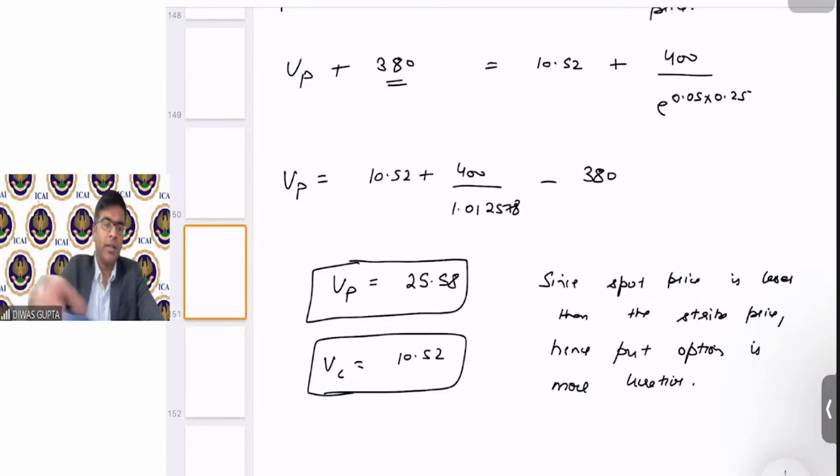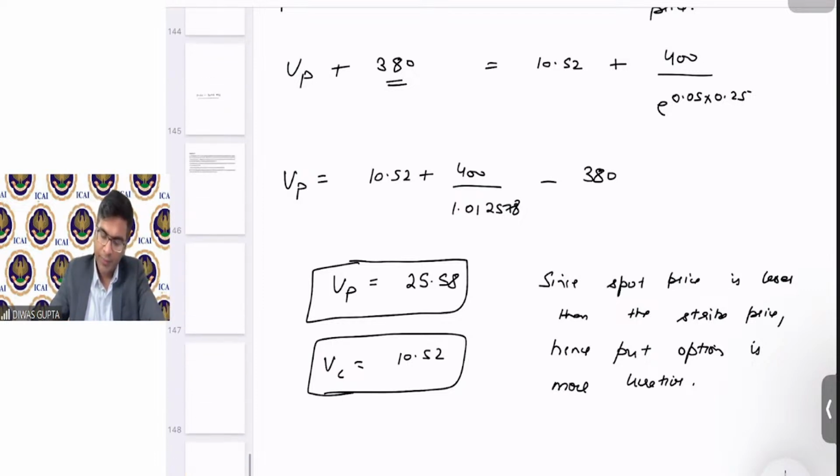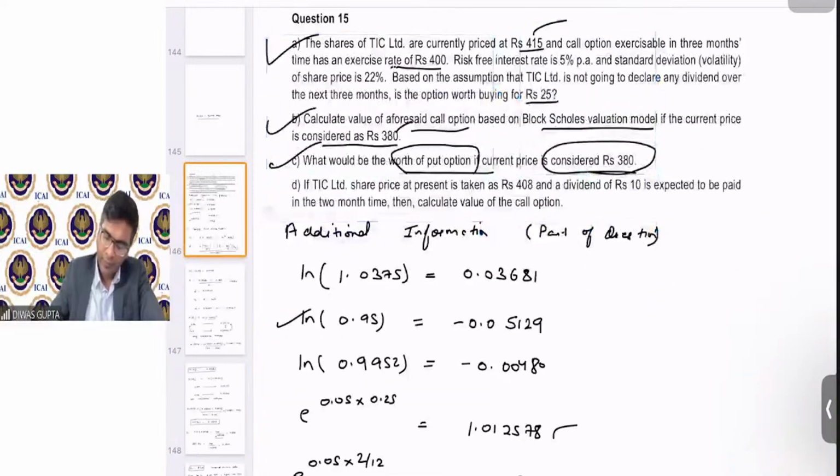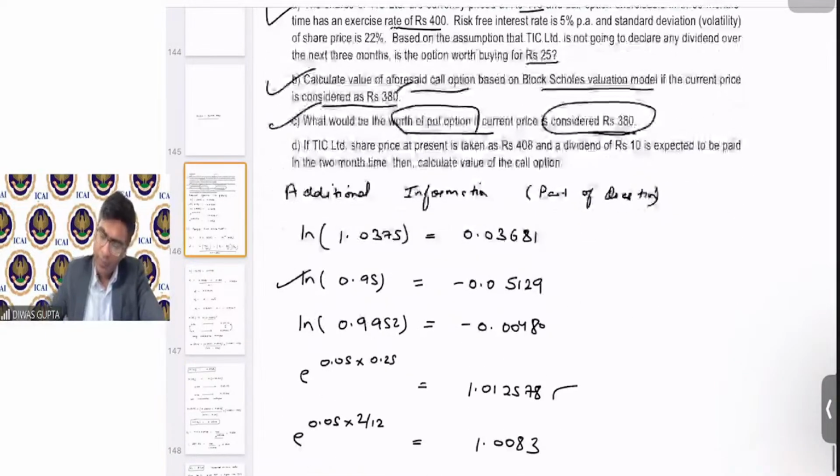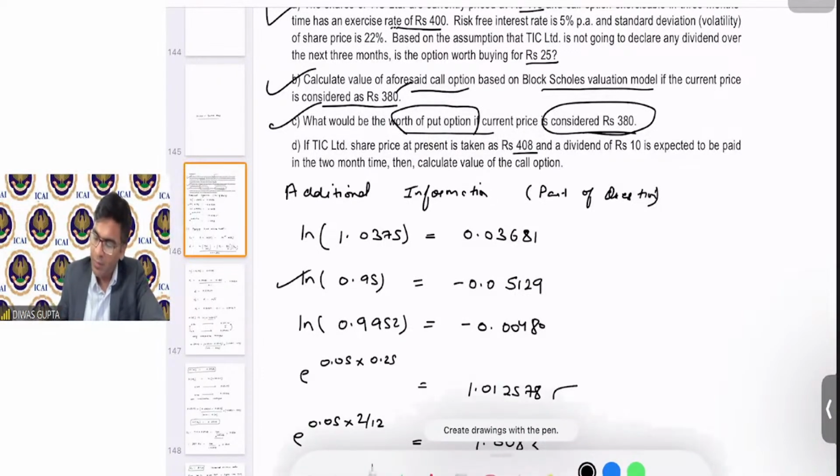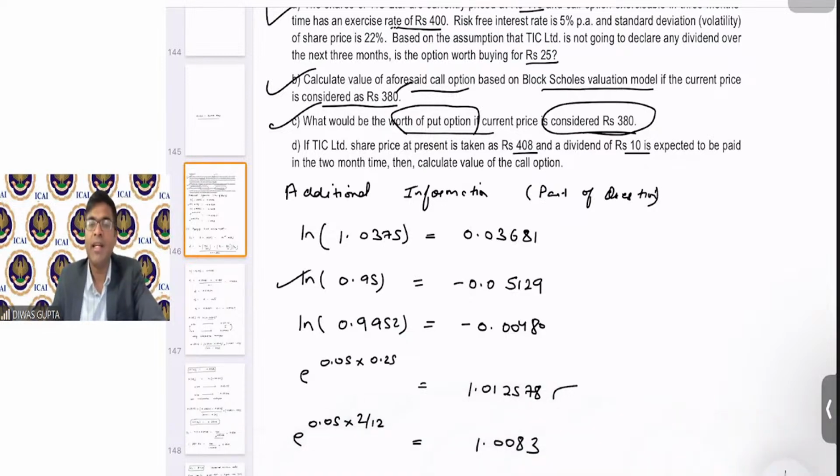Yes, next. Then the last part of this question. If TIC Limited's share price at present is taken at 408, now they have again changed the spot price, and a dividend of rupees 10 is expected to be paid in 2 months time, then calculate the value of call option. They are saying that there is a dividend that is expected to be paid in 2 months time, students. So then what happens? We have to reduce the dividend from the spot price to make it an ex-dividend spot price.